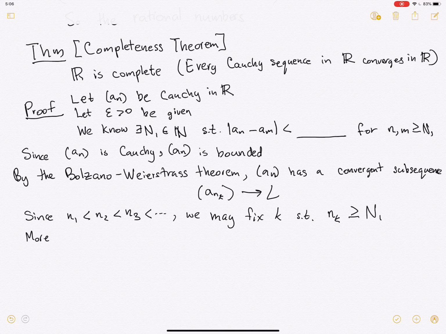Moreover, there exists another constant, N2, natural, such that |a_{n_k} minus L| is less than, and we'll leave this blank again, just needs to be positive, for all k greater than or equal to N2.